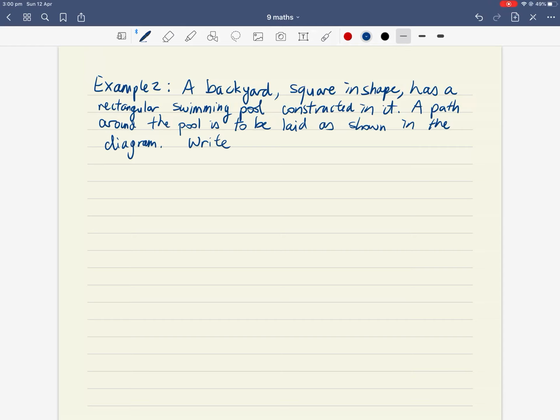Full stop. Your goal is to write an expanded expression of the area of the swimming pool.